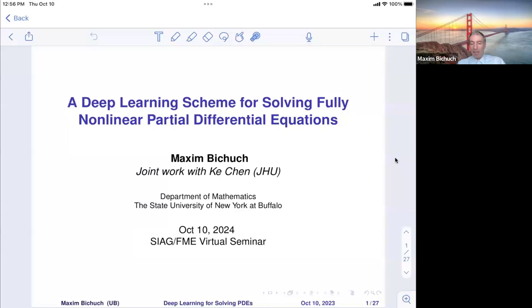So yes, I want to talk about a deep learning scheme for solving fully nonlinear partial differential equations. This is joint work with my former student, Kat Chen, who is now in industry.